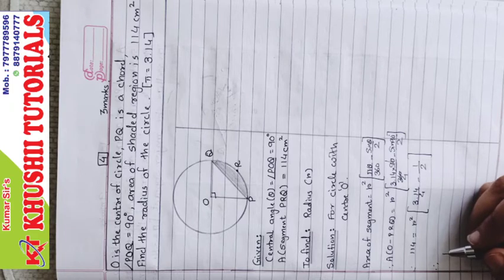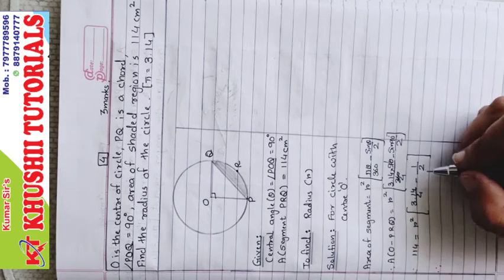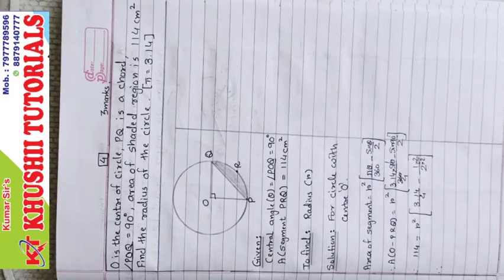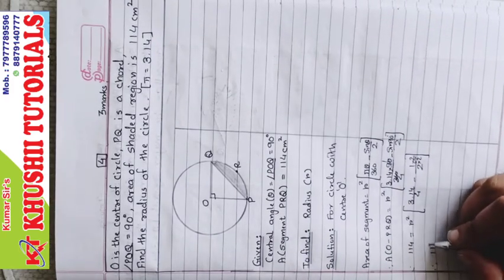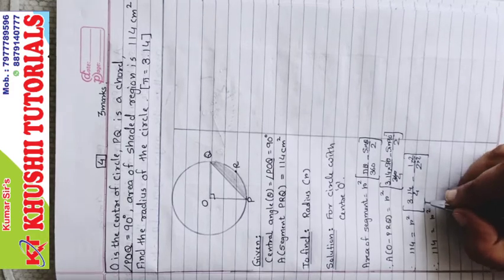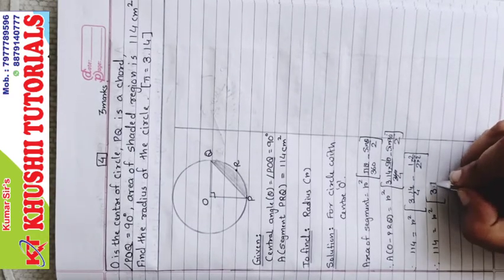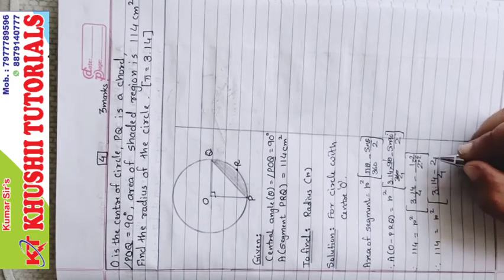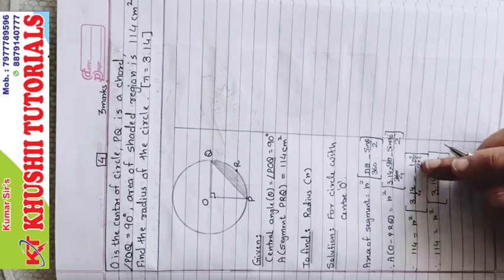Now here in denominator we have 2, so LCM 2. So 114 equal to r square, 3.14 minus 2 ones are 2, the whole upon 4, because now denominator is 4.